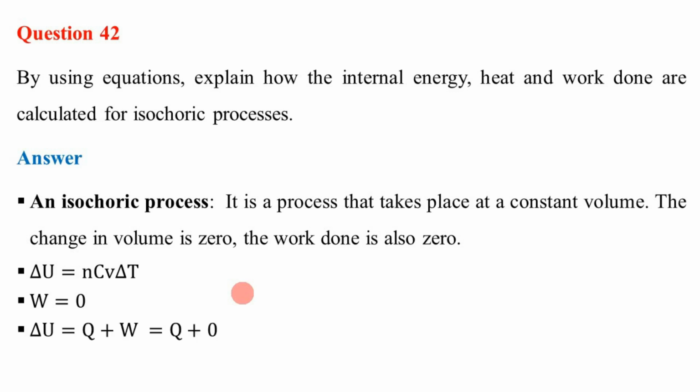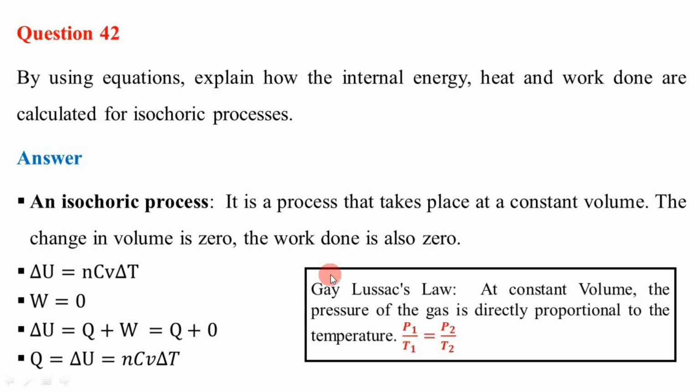So here we have the internal energy is equal to the heat plus the work done, and if the work done is 0 here, that means the internal energy is equal to the heat. The heat is equal to the internal energy and is equal to nCv dT. Again, when you have the isochoric process, we have the Gay-Lussac law, where we have a constant volume.